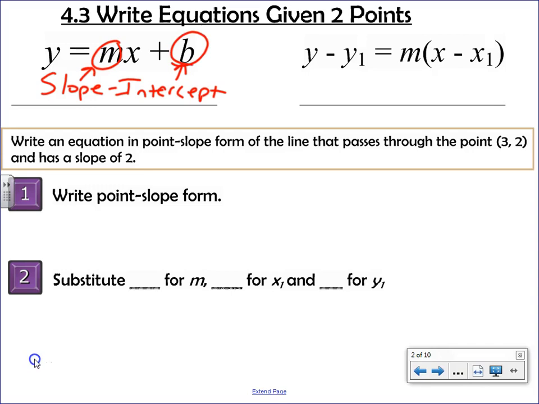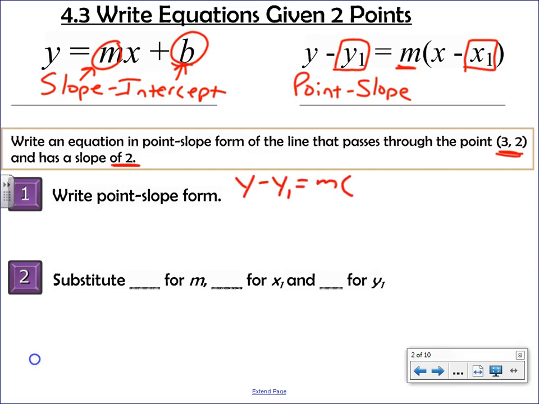The other one we're going to take a look at is point-slope form. This one can be helpful when we know the slope, m, and when we just know a point. We can plug in the x and y coordinates for a point and use that to help us get the right form of the equation that we want. So let's say we have an equation that passes through point 3, 2 and has a slope of 2. Well, if we start off in point-slope form, y minus y1 is m, x minus x1.